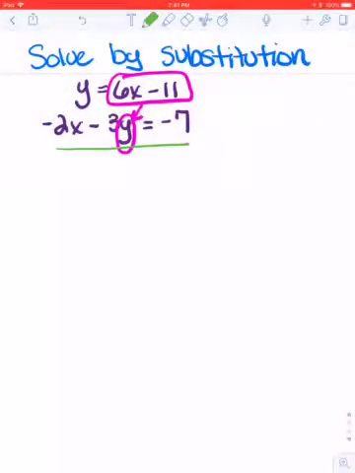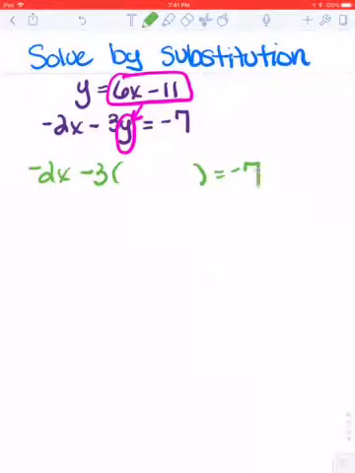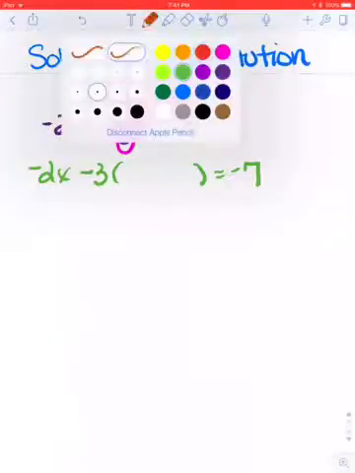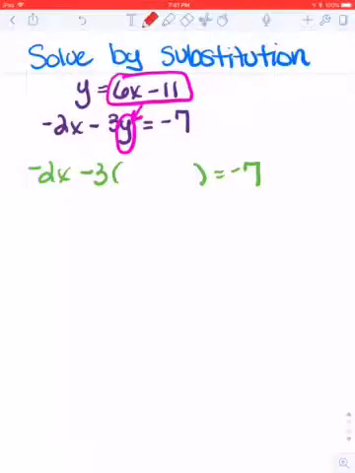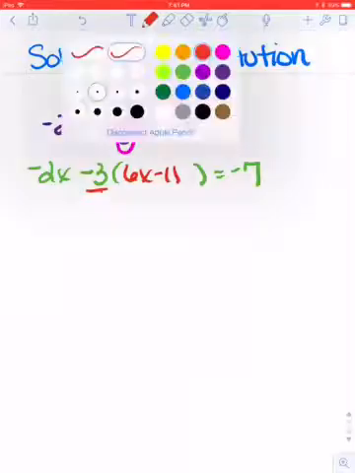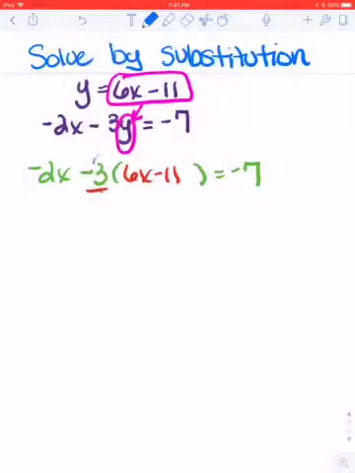So I'm going to take this equation and rewrite it, leaving the y out and putting a parenthesis in its spot. So negative 2x minus 3 parentheses equals negative 7. And I know on this one that if y is equal to 6x minus 11, I'm going to put that in there. Now, you do have to be a little careful in this one because you do have a number that's in front of the parentheses. And that means that we're going to have to do some distributing.